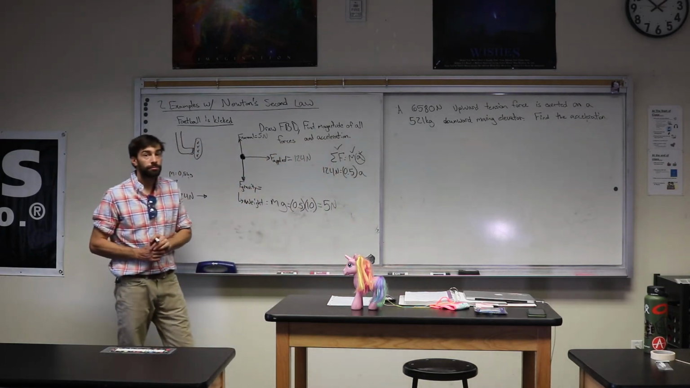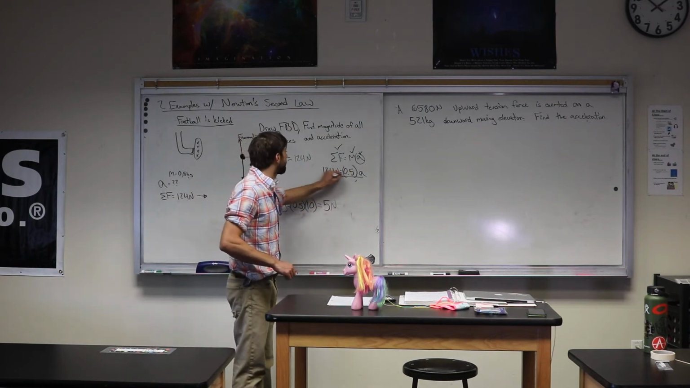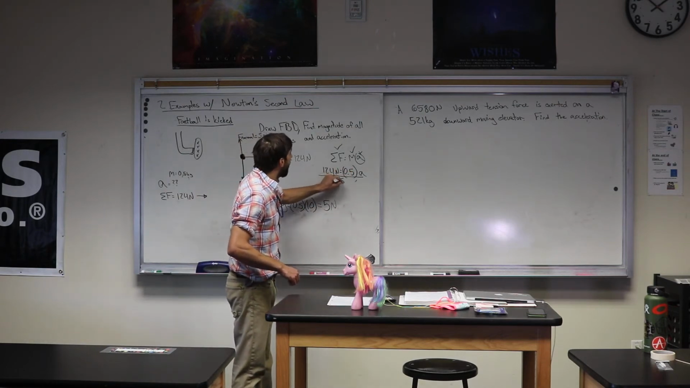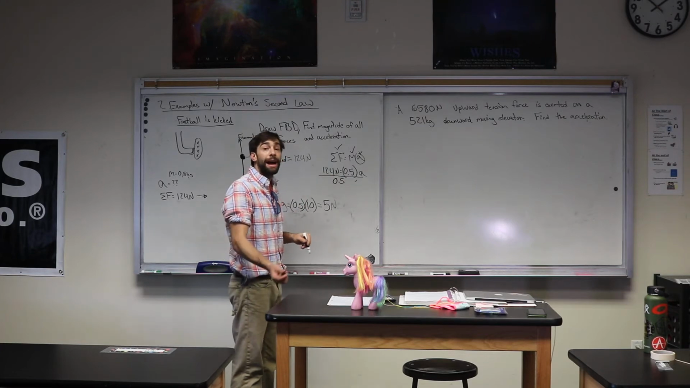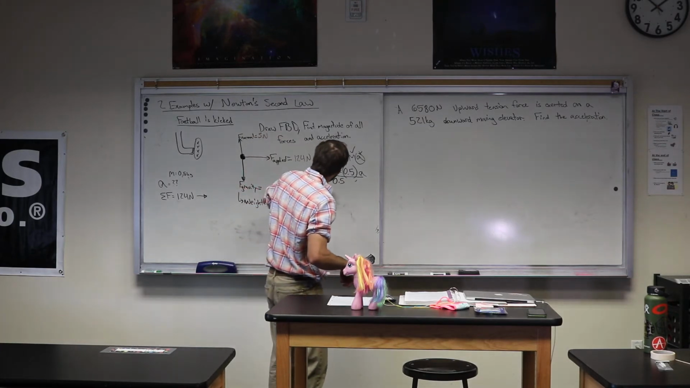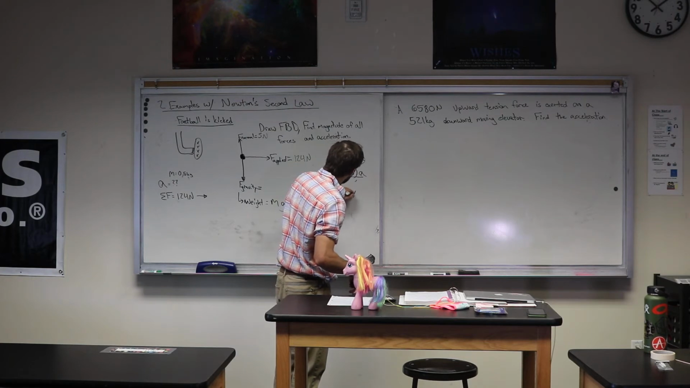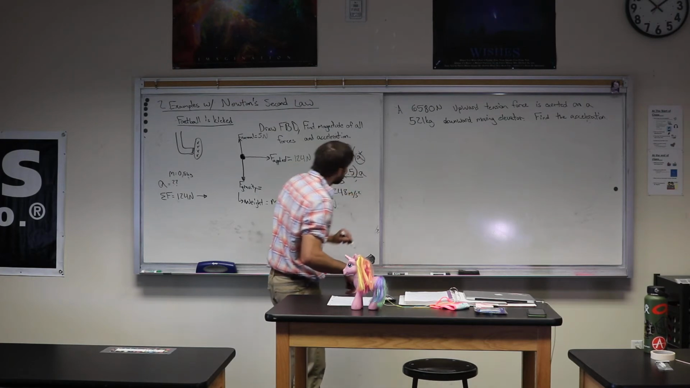times A. So to get A by itself, I need to divide both sides by 0.5. And when I do, it's dividing by 1/2 or multiplying by 2. And our acceleration equals 248 meters per second squared.